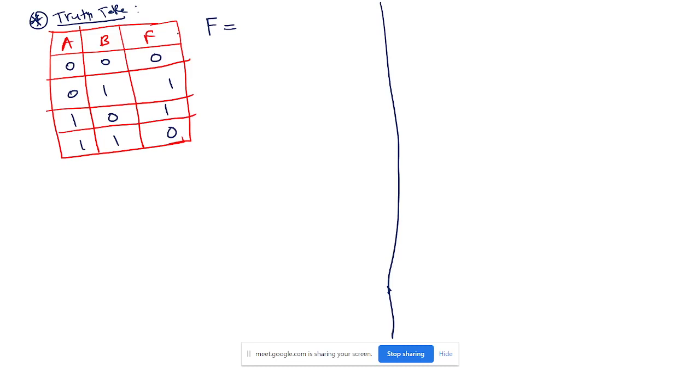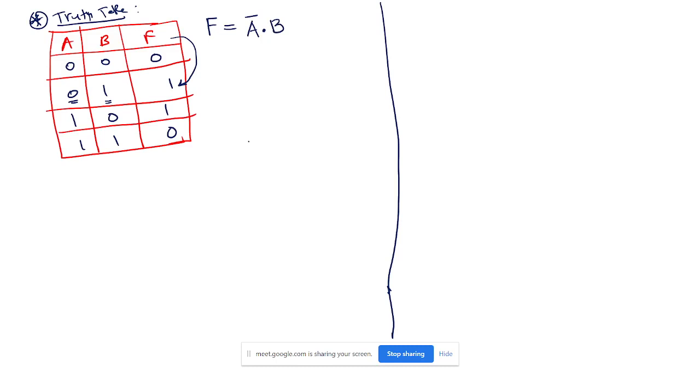Suppose what will I write? F is one. You look at F is one when A is zero and B is one, right? F is 1 when A is 0 and B is 1. How to write whatever I said verbally in terms of logic? Can I write it like this? A is 0 means A complement, and B is 1.